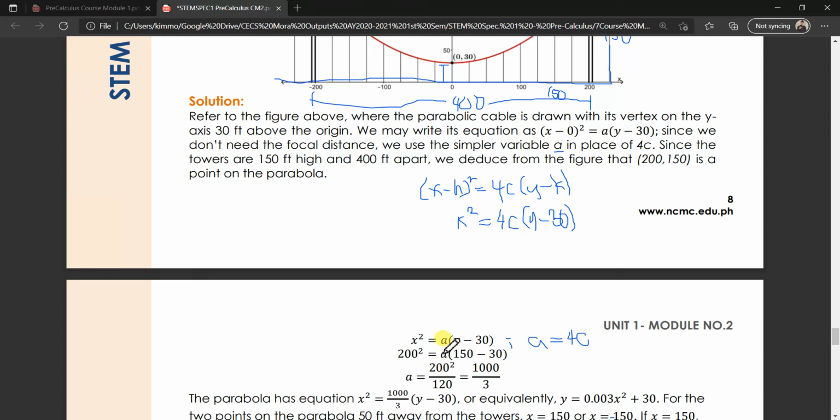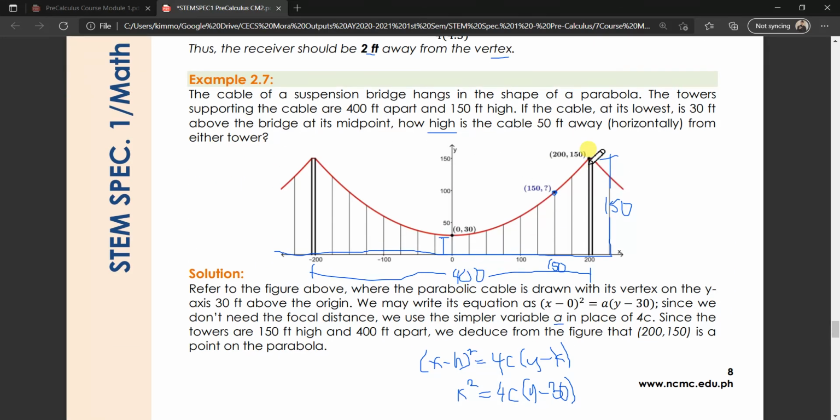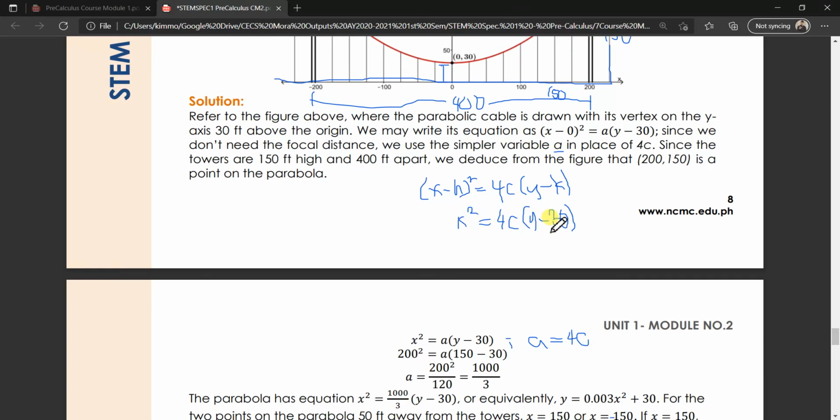So next step is we are going to substitute a value sa atong point sa atong cable. So since we already identified nga ang isa ka point sa atong cable or sa atong parabola is located at 200 and 150 nga coordinate. So 200 ang x, that is because ang distance from 0 to the tower is equal to 200 and ang height sa tower is equal to 150. So we have this point x and y. So kaning si x and y mao ni ato i-substitute diri sa atong x and y.